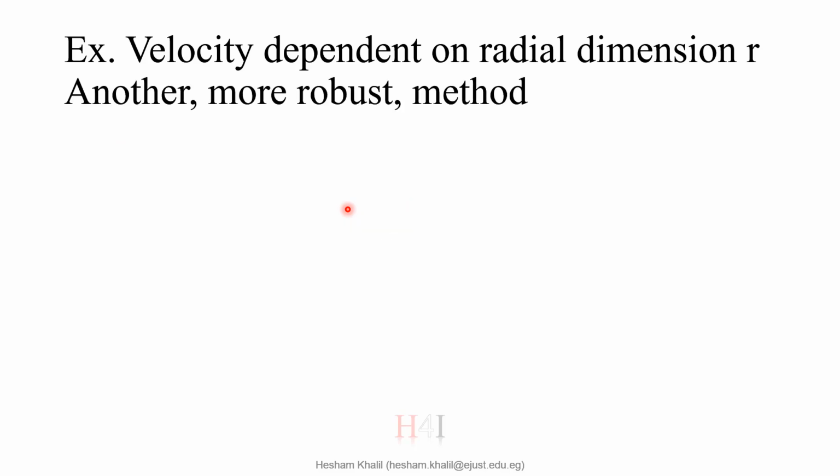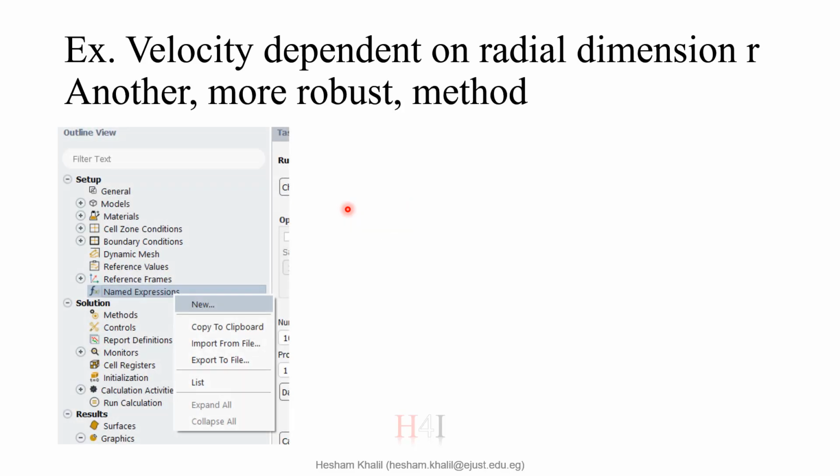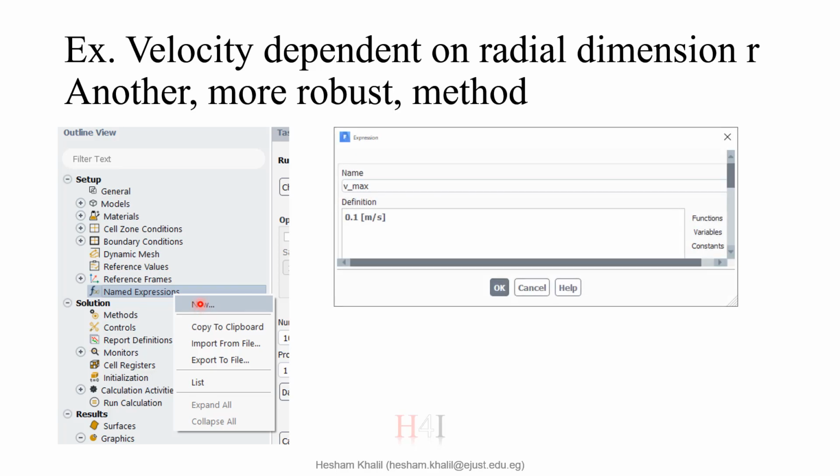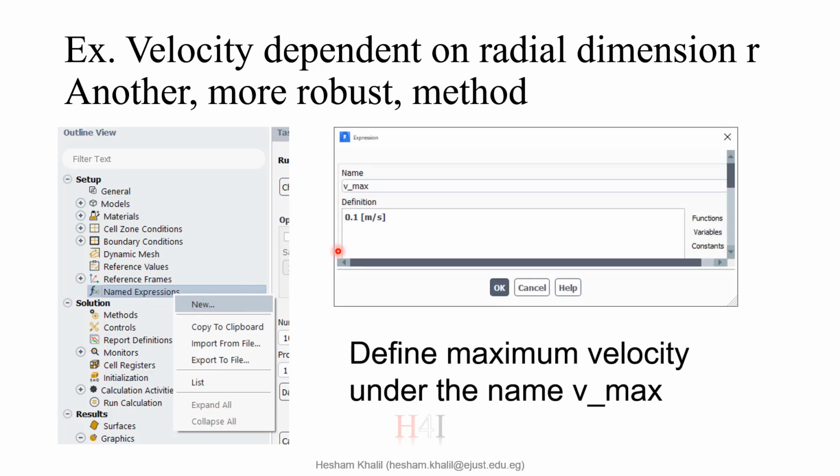So in the tree, on the left side of FLUENT, you will find something called named expression. By right clicking on named expression, you will find the option called new. Okay. Here you define a new variable, any variable you want, for which you may use a formula or expression, or you may use a constant value. So here I defined V maximum, I set the name here, and defined the value 0.1 and also the unit. It's important to define the unit.